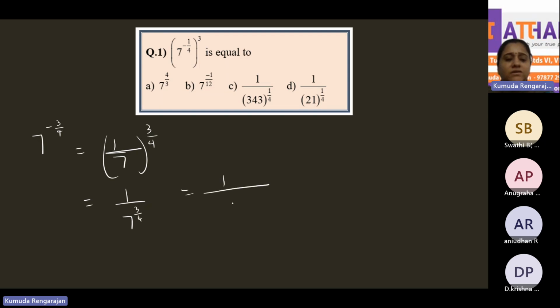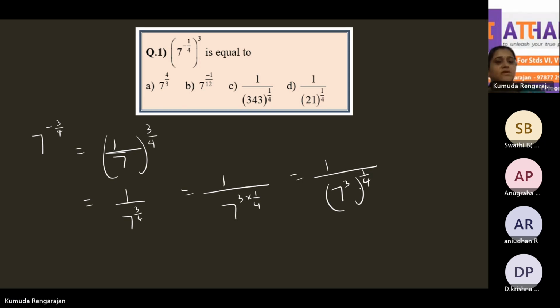So what does that mean? 1 by 7 to the power 3 by 4 you can write as 3 into 1 by 4, correct? And that is 1 by 7 cubed to the power 1 by 4, correct? So 7 cubed is 343 to the power 1 by 4. So Swati, Sahana and Niveda are right.